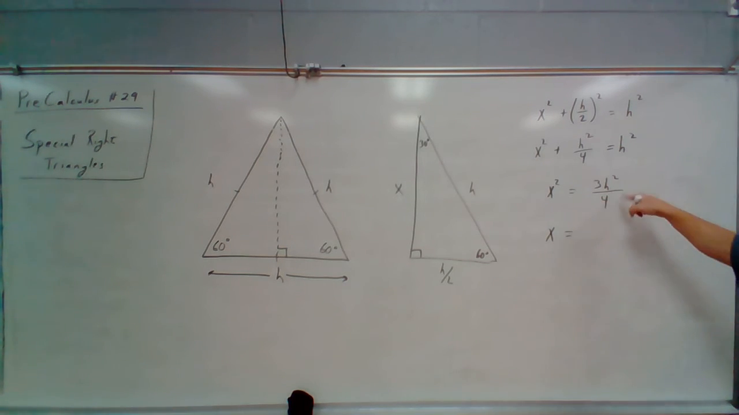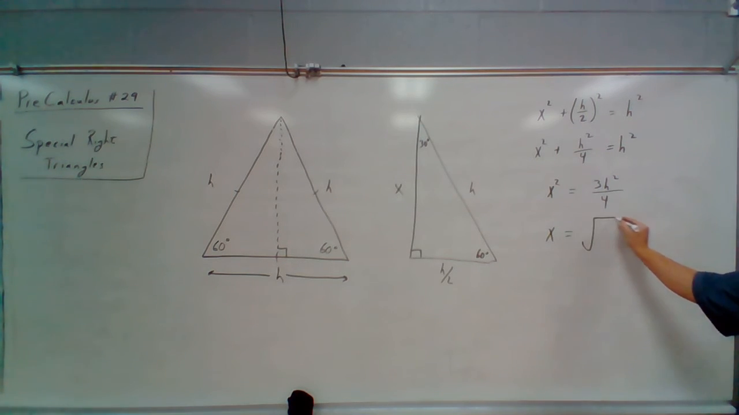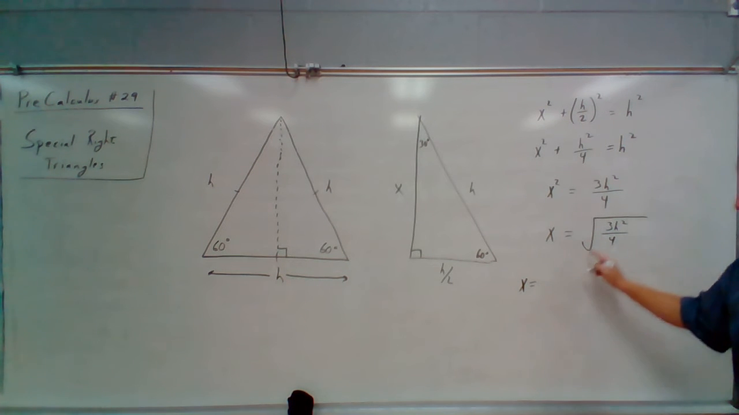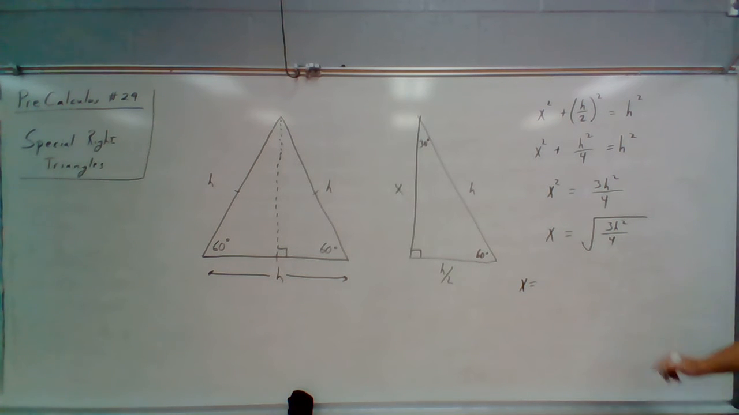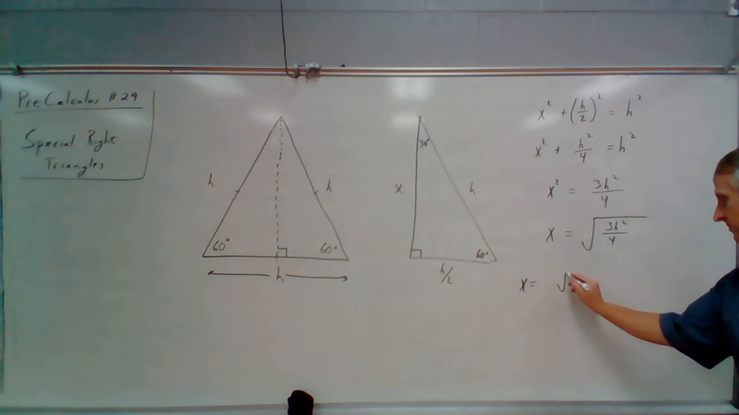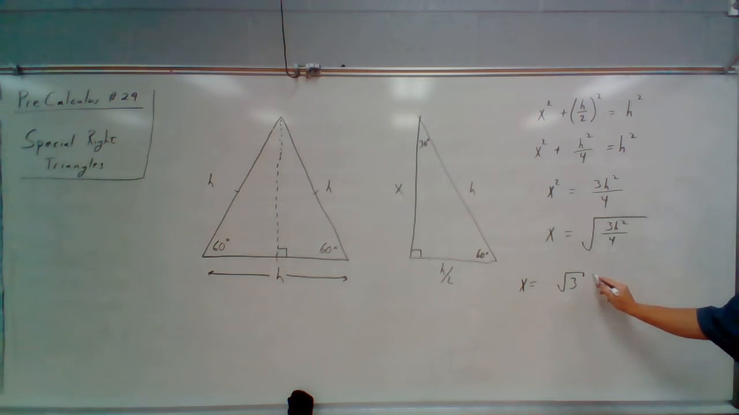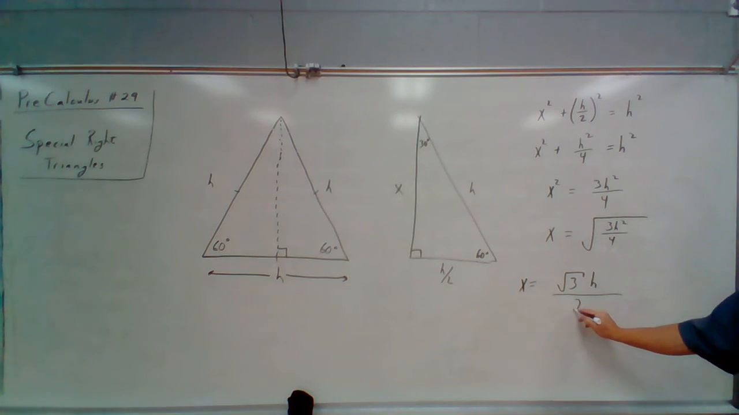All right, take the square root of both sides. I'll get plus or minus the square root of this, but we really are only concerned with the positive answer, so the square root of 3h squared over 4. All right. I can take the square root of the top and the square root of the bottom. If I do the square root of the top, I'll be left with the square root of 3 times h. And then the square root of 4 is 2.